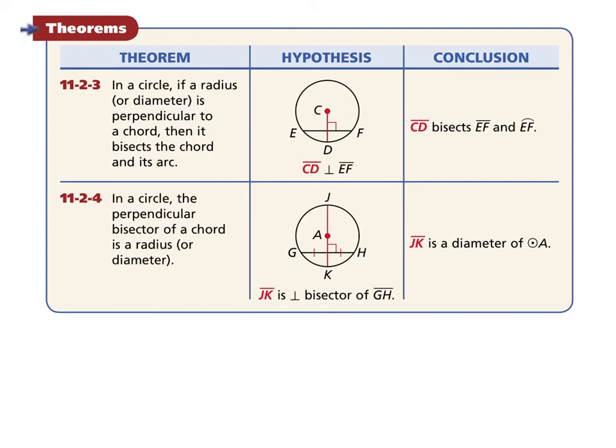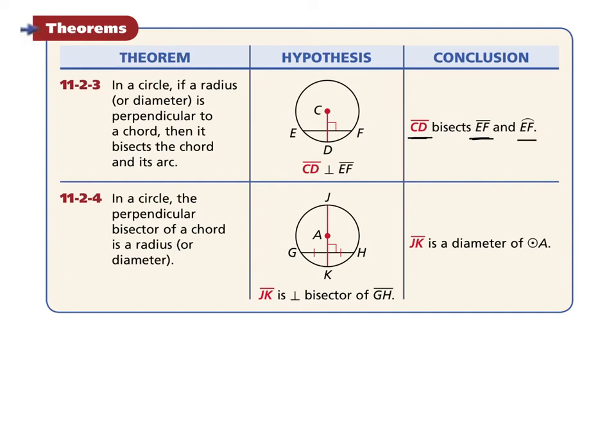We have 4 more theorems to go over. Theorems 12.2, 3, and 4 say this. If I have a chord and a radius that are perpendicular, so if a radius or a diameter is perpendicular to a chord, then it bisects the chord and its arc. That's important. That means segment CD bisects both the segment EF and arc EF.